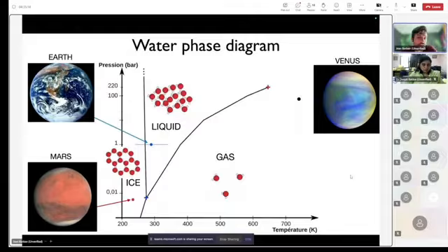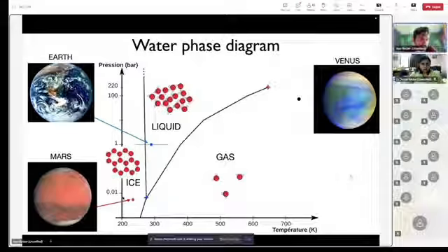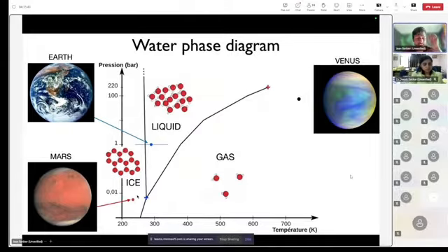In particular, the Earth lives there, and this is the variation of temperature. So we observe all the types of phases for water because the temperature varies. Venus lives here on the phase diagram, so all the water you find on Venus is in the gas form. On Mars, all the water is in the ice form. You are there in the phase diagram.